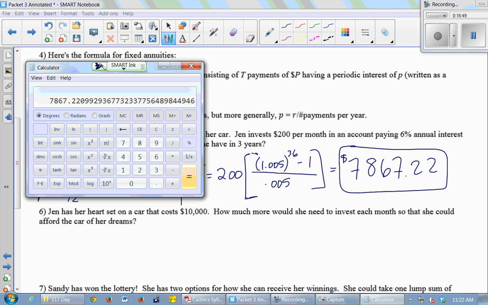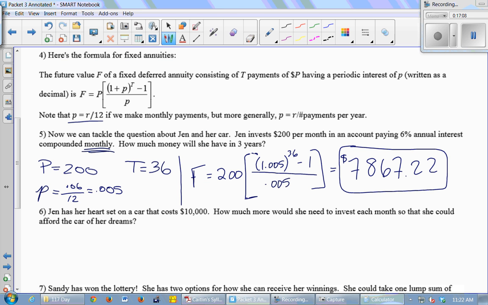Does that answer make sense given the amount that she has invested in here? She put in $7,200, and over 3 years, she made $600-something in interest. Seems like a reasonable answer. Does that make sense?